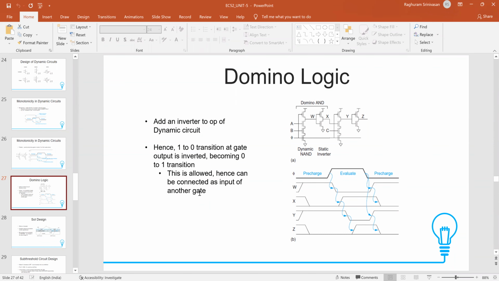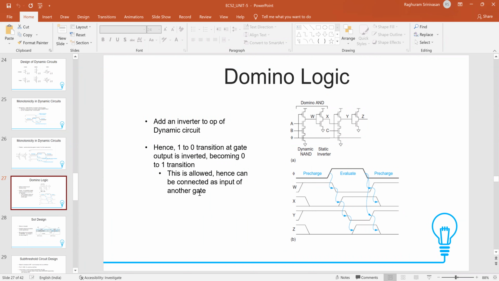So basically, if you ignore W, which is somewhere inside the gate, we are only seeing the output X. We see that the only transitions possible at X are 0 staying at 0, or 0 going to 1, a 0 to 1 transition. And that can be given to the next stage, because X can never have a 1 to 0 transition based on the analysis that we have done. So this is the minor modification to dynamic logic circuits to remove the constraint on the output transition.